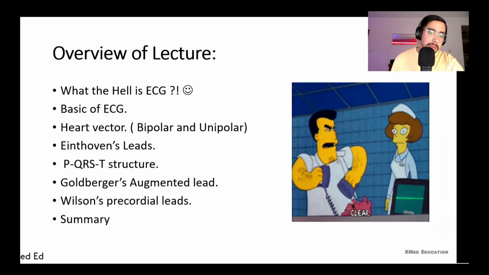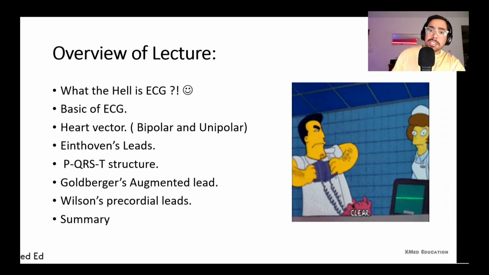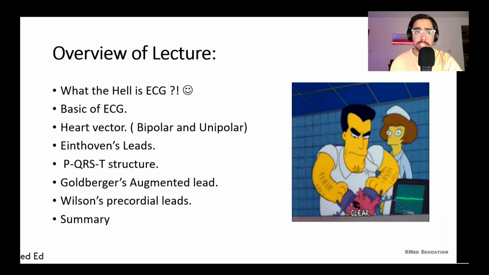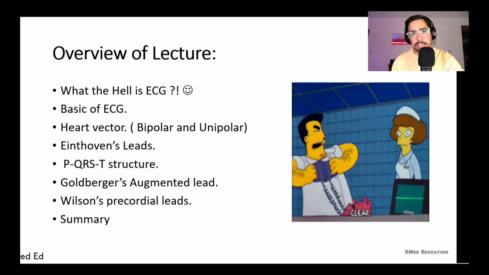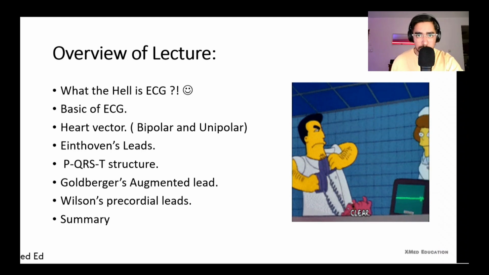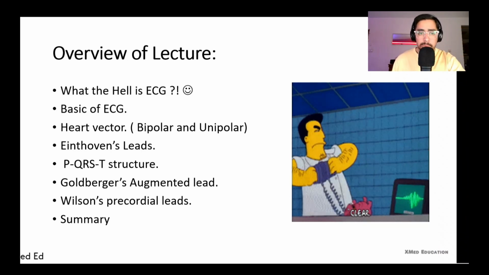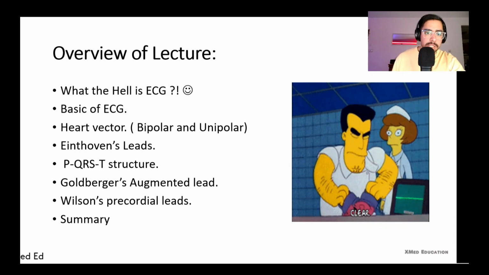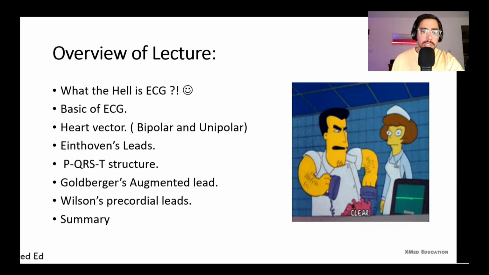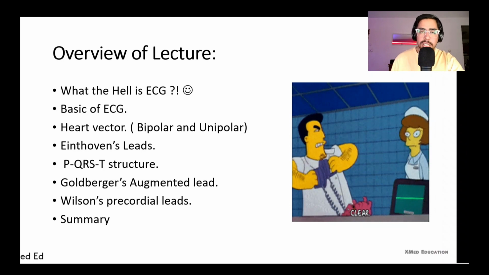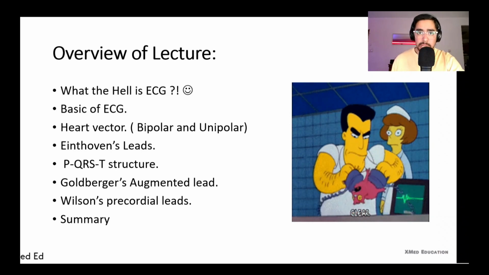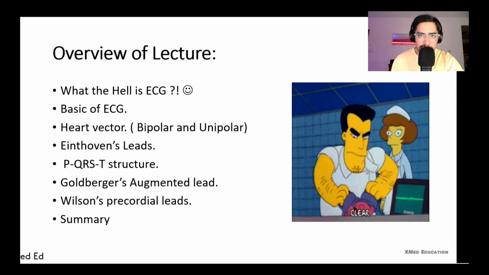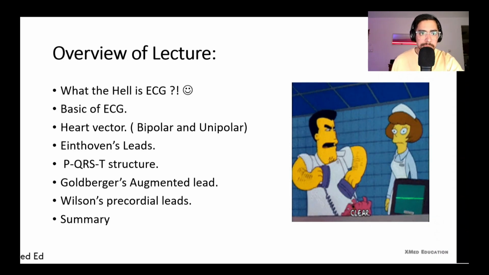First we have to talk about the basics of ECG, then we're gonna talk about heart vectors in general. Then I'm gonna talk about the Einthoven leads. Then we have a topic about the P-QRS structure, and I explain every part in detail. And then we have Goldberger augmented leads, and then Wilson precordial leads, and in the end I'll give you a brief summary of what we explained, and I am gonna show you the ECG paper and you will understand how easy the ECG is. So let's go.